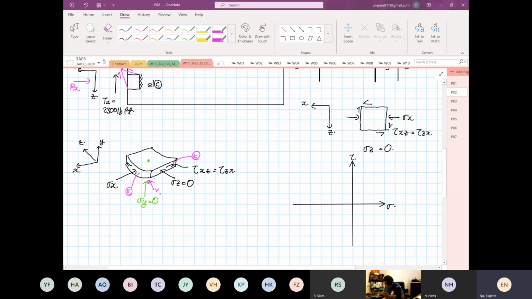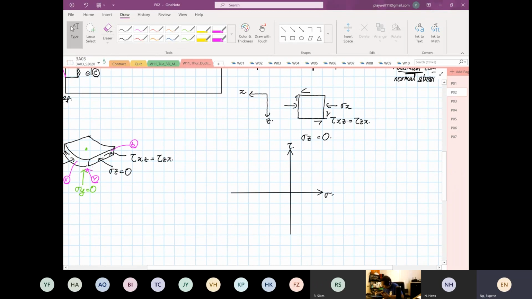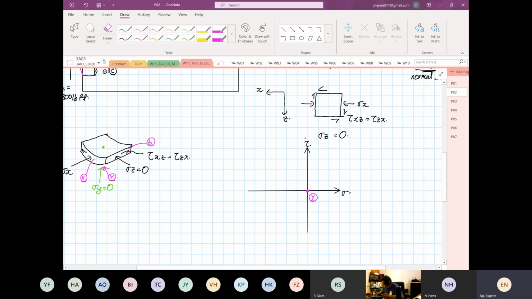Okay, so we know that at point y you have nothing. Right, at point y you have nothing. Then you know that stress z is on this line, right? Stress x, we are also aware that stress x is somewhere about here. Okay, so this is your stress x.